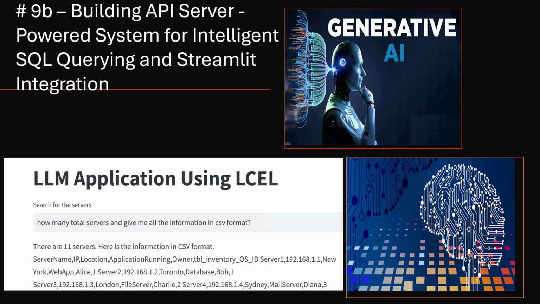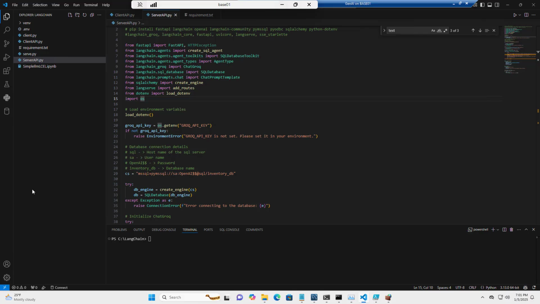Hi, in this video I will show you how to build an API server using Langchain and FastAPI to query a SQL Server database, and finally we build a web front-end using Streamlit. First I'm going to run the code and show the demo of how it works, then take a brief look at the code. This is my VS Code, and I'm going to run the specific file, server api.py.